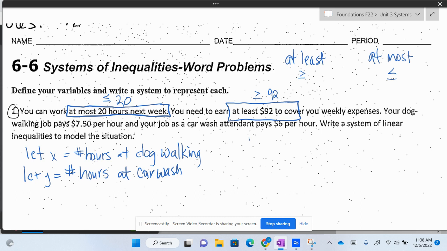What's my first job? My first job is X hours dog walking. I don't know how many hours it is, but it's represented by the variable X. So the number of hours I work at dog walking plus the number of hours I work at the car wash has to be less than or equal to 20, because I can't work more than 20 hours a week.